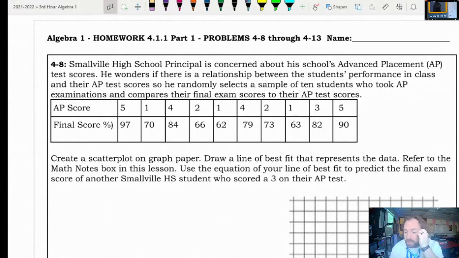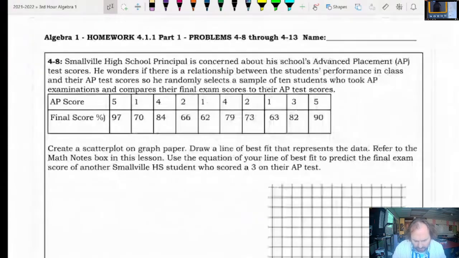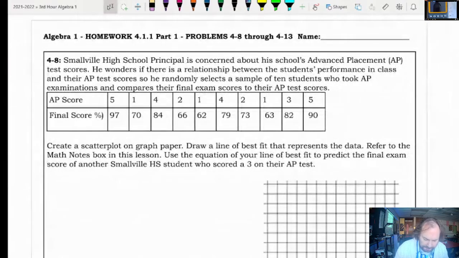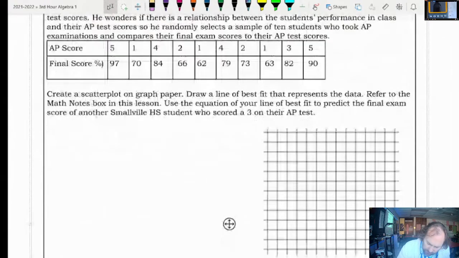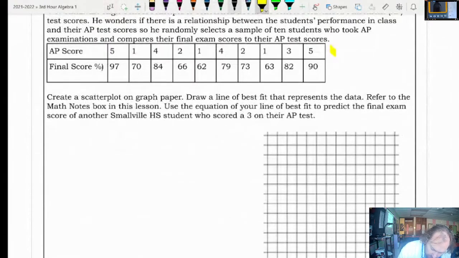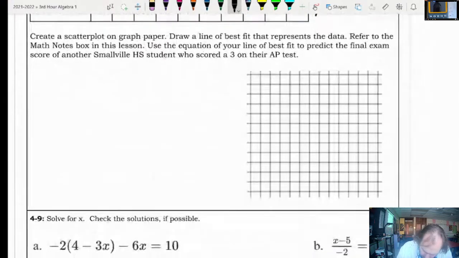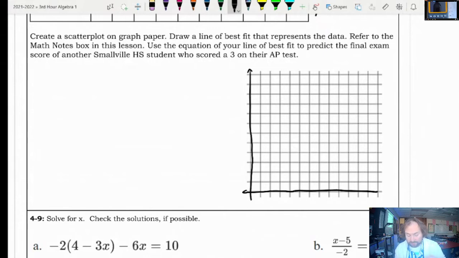4.8 is a monster problem. We're going to do this together in class, so many of you will already have the answer to this one, but for anybody who doesn't, let's talk about how to set up this scatter plot. First of all, the first row is going to be X, the second row is going to be Y. The AP score is going to go along the x-axis down here, and the percentage along the y-axis. This is not an instructional video, just an answer guide.